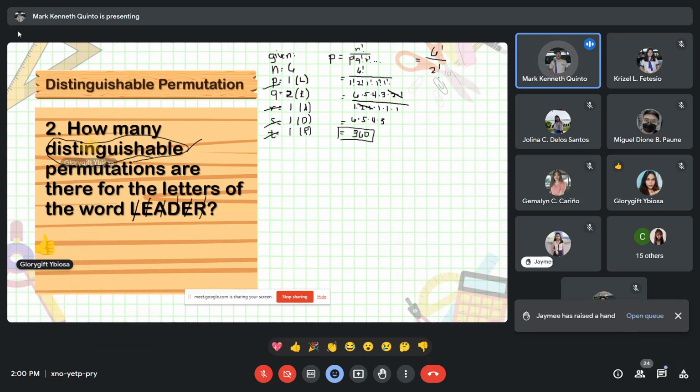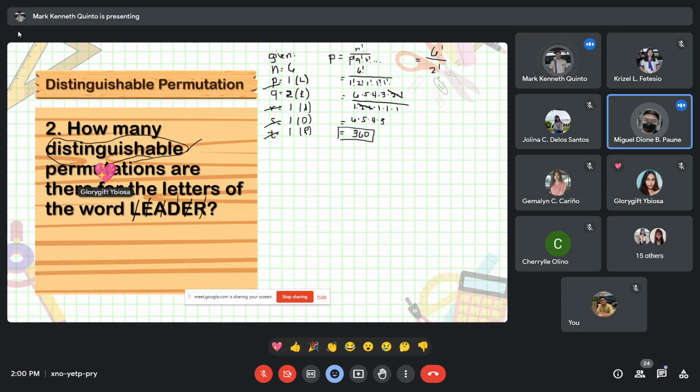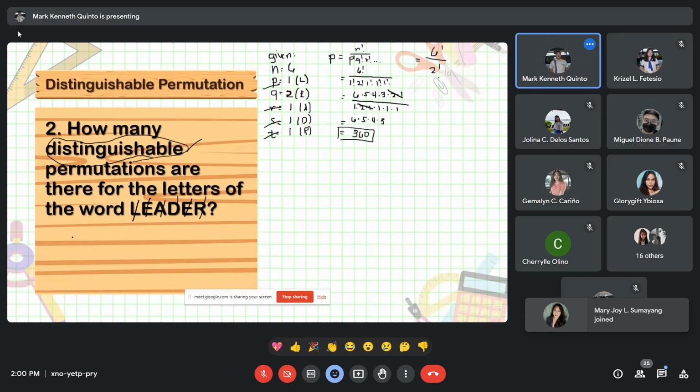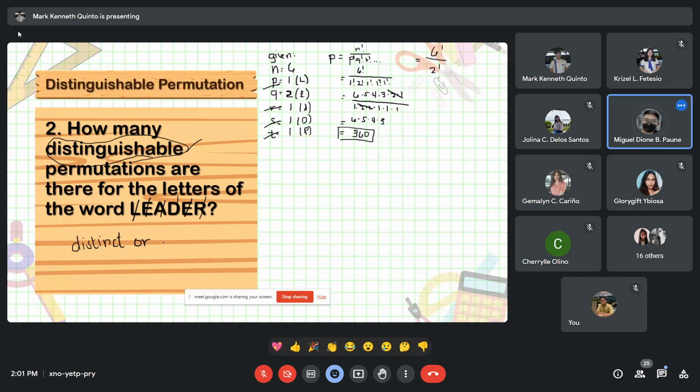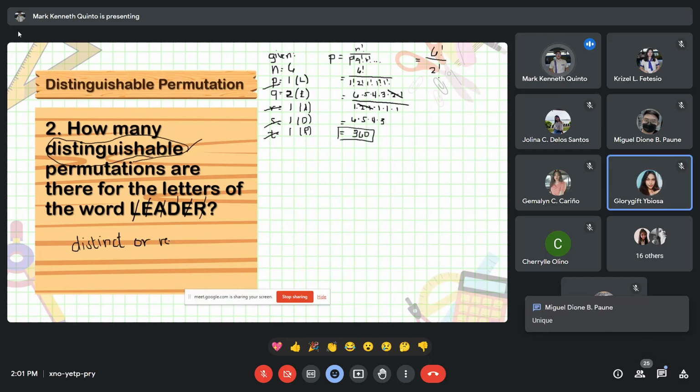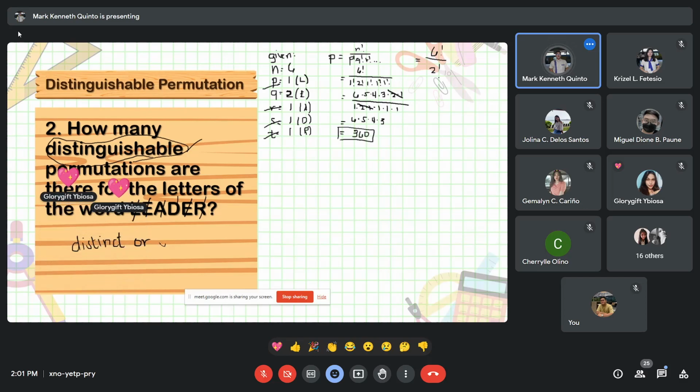Yes, Mr. Paone, you want to say something? Add ko lang din sa distinguishable permutation. Sa word problem, kapag may nakita kayong distinct na word or unique, automatic siya ng distinguishable permutation. Distinct or unique. Pakitype nga. Unique yan. Okay. Thank you for that additional information. So, if we have the word distinct or unique, therefore that is part of distinguishable permutation.